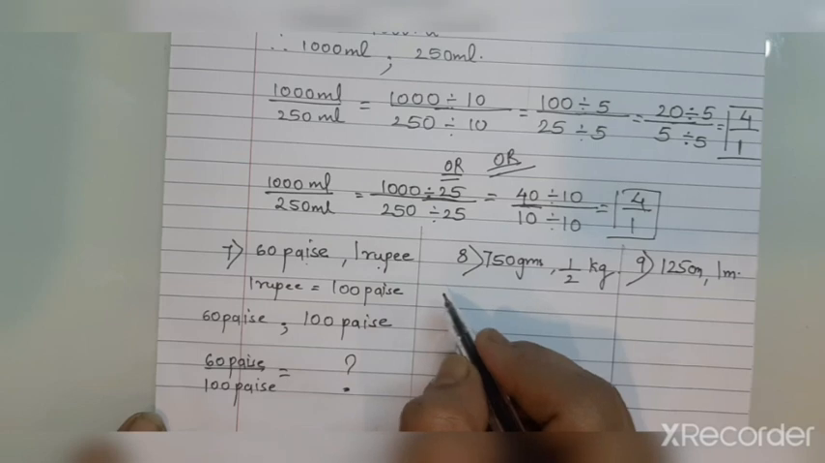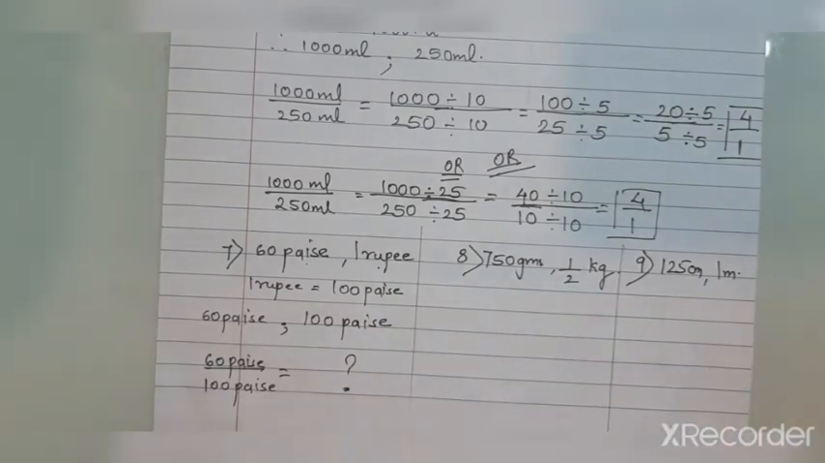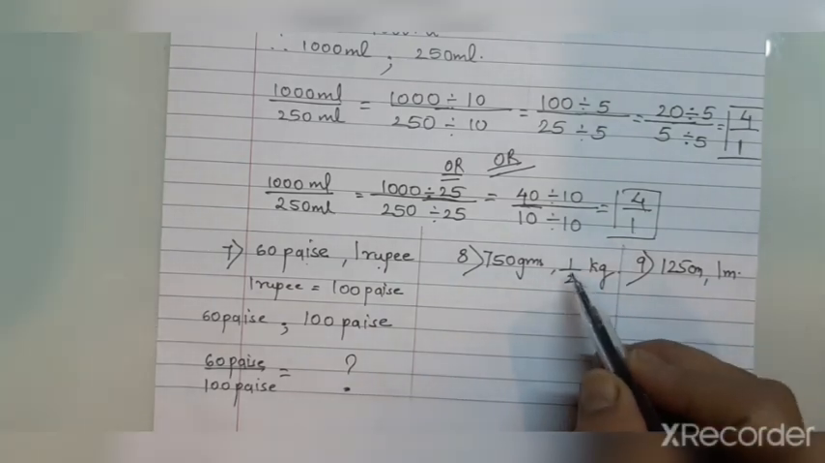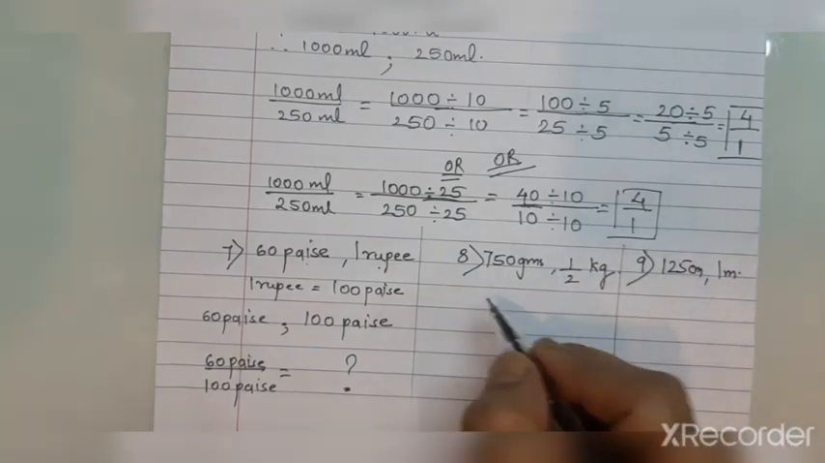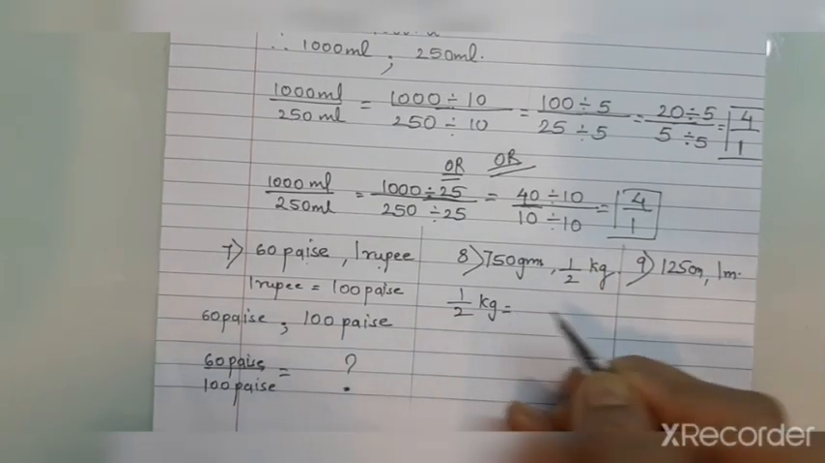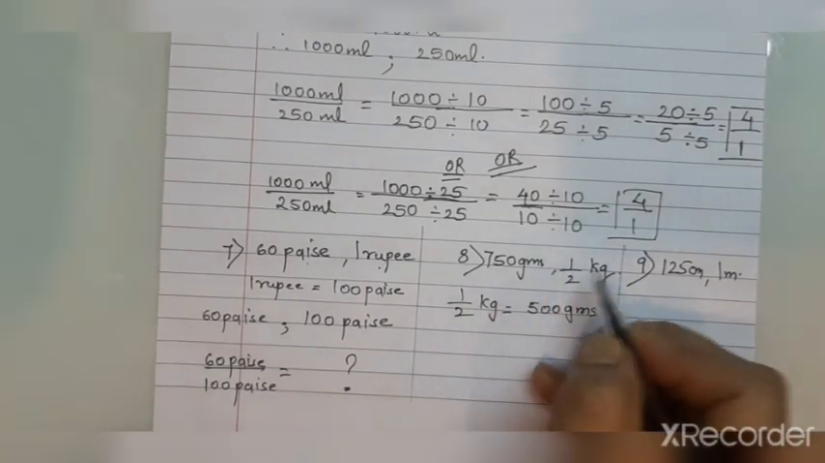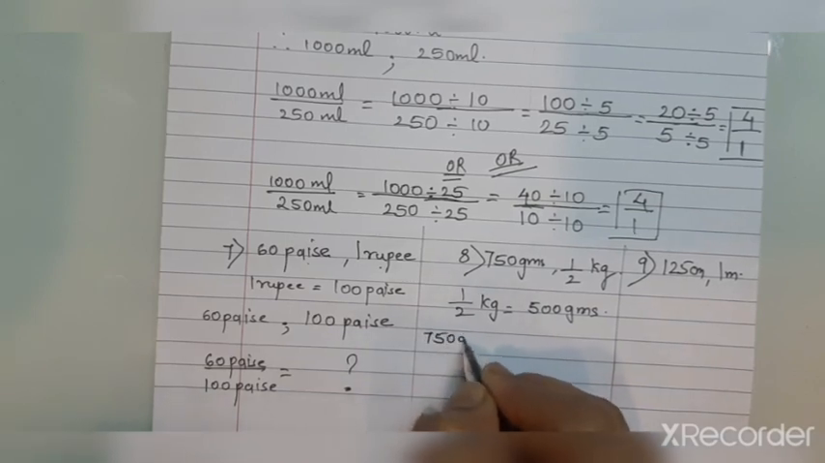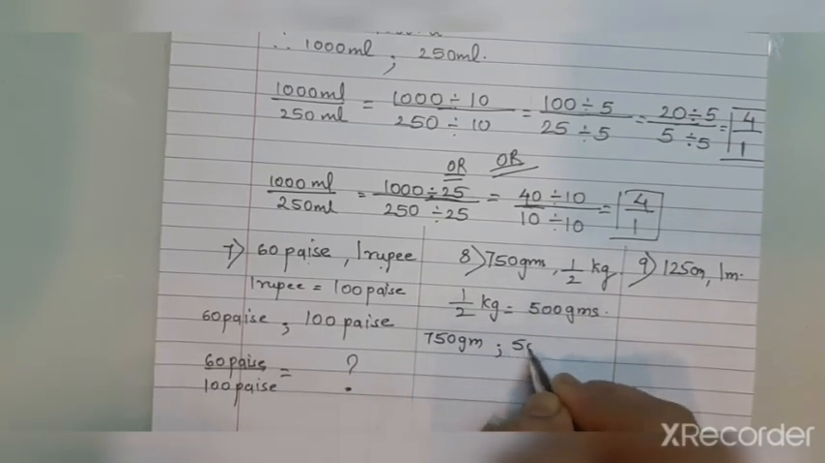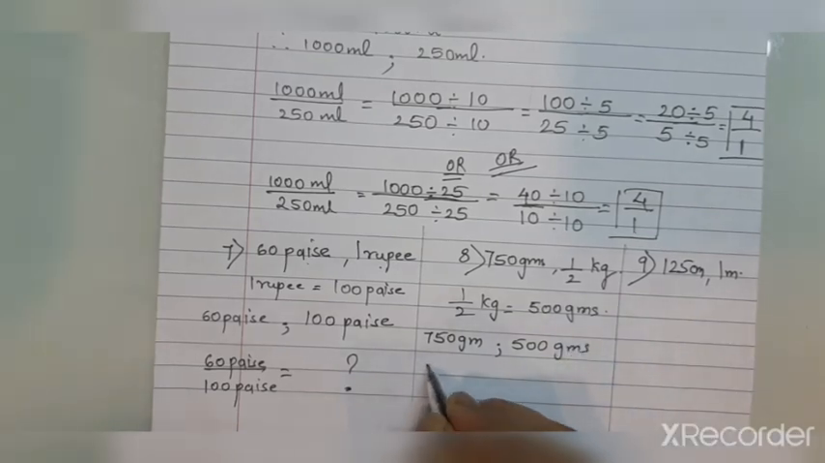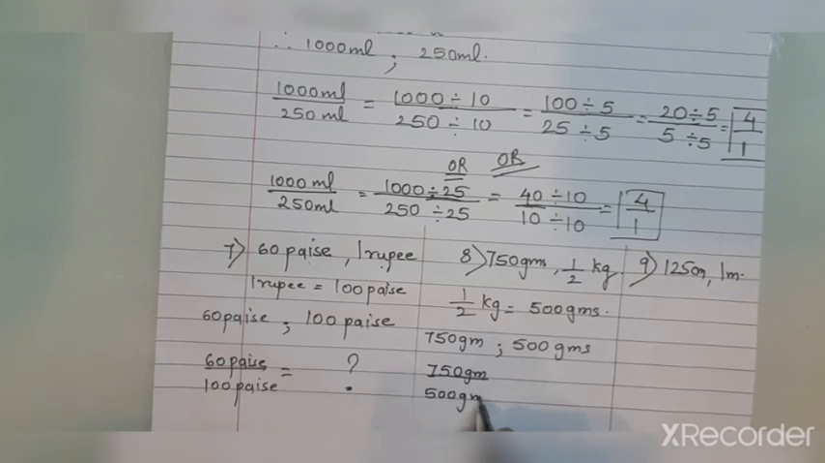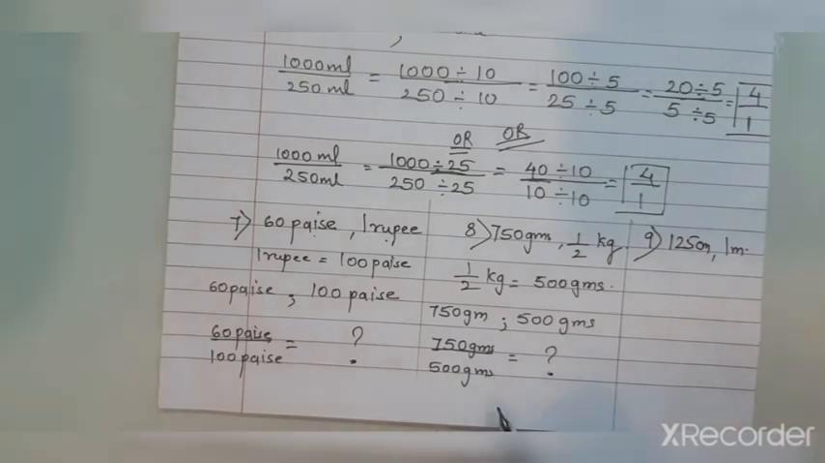Now here, grams and kilograms. Here half kg is given. We know what half kg is. Half kg is 500 grams. So the question becomes 750 grams and 500 grams. We have to find the ratio of 750 grams and 500 grams. Further, you all will calculate. We will go on doing it by which table they are divisible.